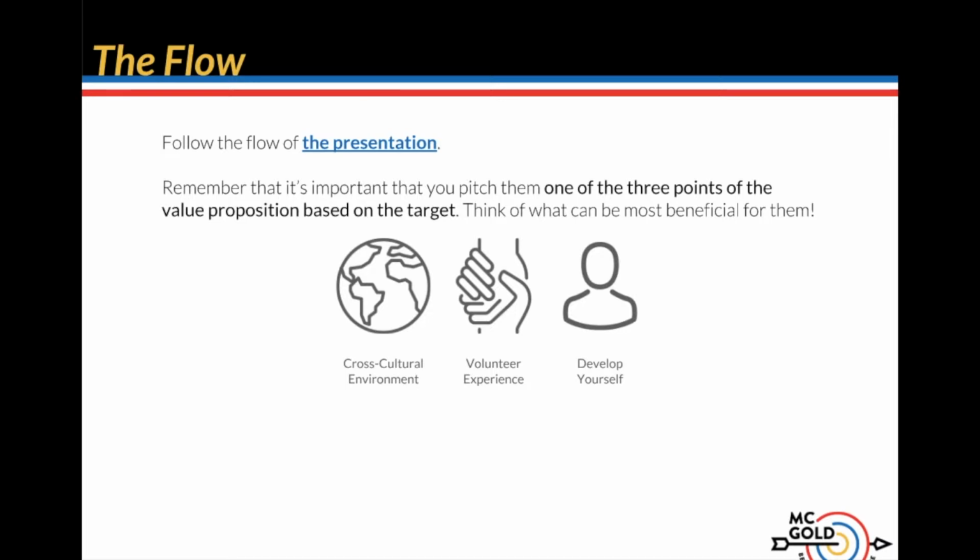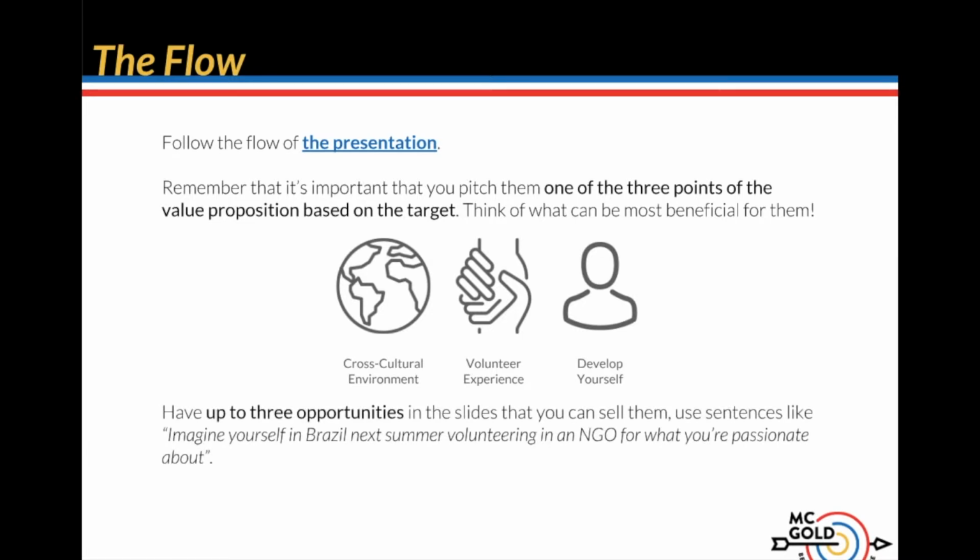You only have 3 minutes and you don't want to bore people. So try to understand what is something that sticks with that target. For example, if it's people who are majoring in Spanish, then probably they're going to be more interested in the cross-cultural environment aspect of going on a GV. While if it's someone who's studying political sciences, maybe they're more interested in the volunteer experience. So just try to understand what can really benefit them and try to push on only that one specific thing.